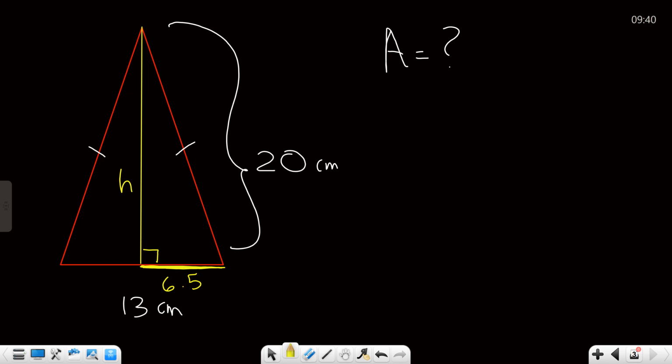Oh, it's because your 20's in the wrong place. Remember, that's the hypotenuse that's over there. Switch to 6.5 and then 20. Oh, that's good. Now find the area of the triangle.